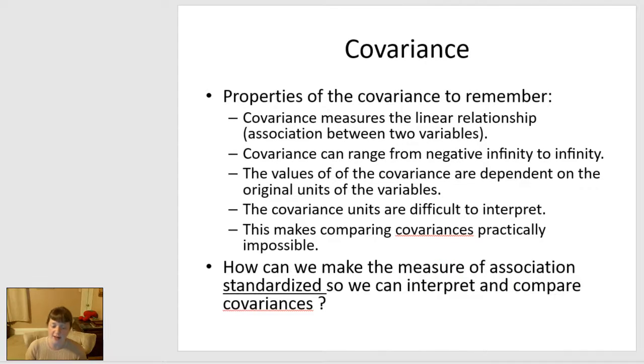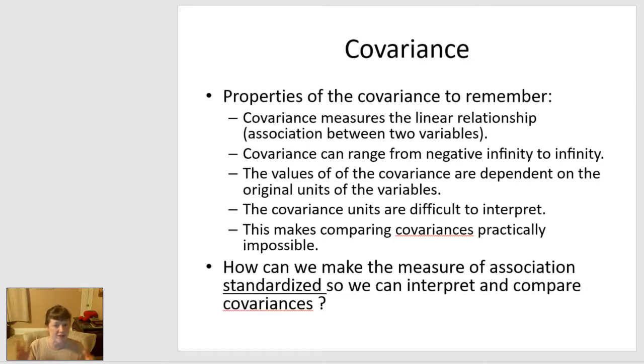Because the covariance is going to be the unstandardized linear association between the variables. Now, why is it called a linear association? Well, because it's really getting at how well a straight line fits the data. More on that in a bit. But that is the formal definition of the covariance. It is the unstandardized linear association between the variables.